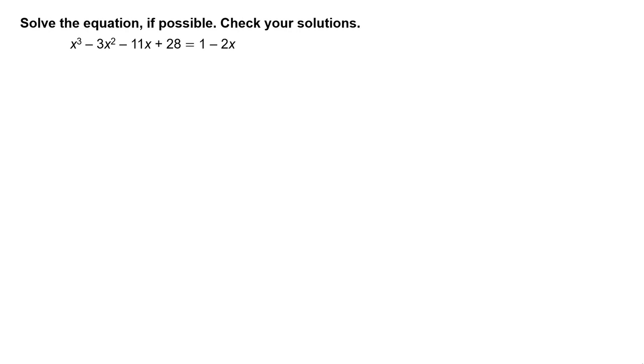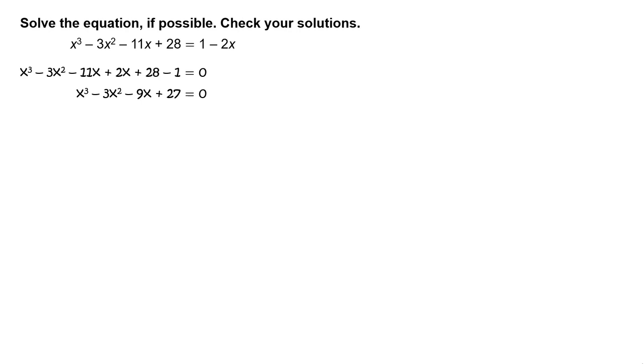the right side of the equation. To do this, subtract 1 from each side of the equation and add 2x to each side of the equation. Order your terms from highest degree to lowest degree. Combine your like terms and you have x cubed minus 3x squared minus 9x plus 27 is equal to 0.